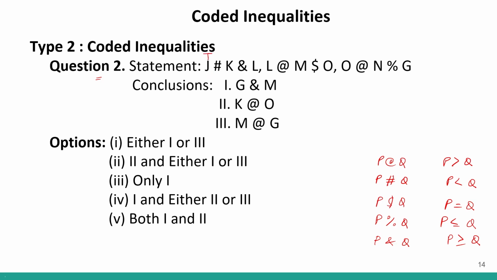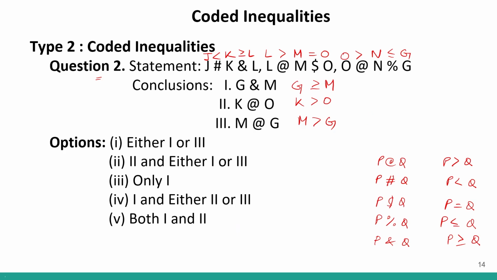So J is basically less than K, correct? K is greater than or equal to L. L is greater than M, and M is equal to O. Similarly, O is greater than N and N is less than or equal to G. So now I have converted them into direct inequalities. I will do the same thing for conclusions. So G is basically greater than or equal to M. K is basically greater than O, and M is basically greater than G. Correct?